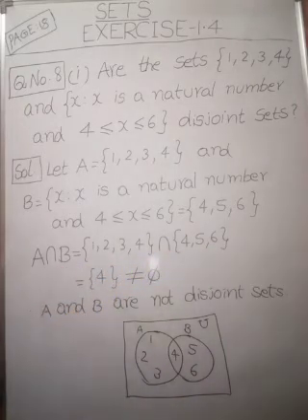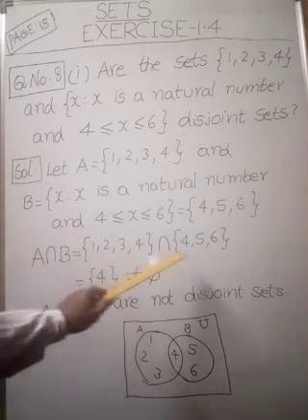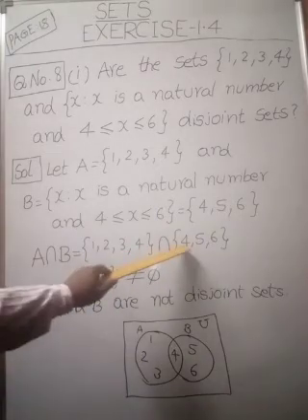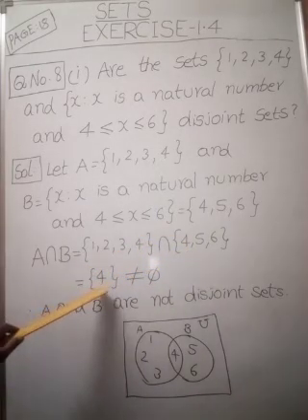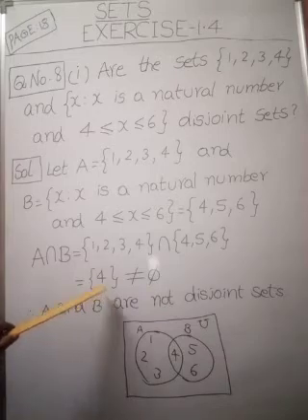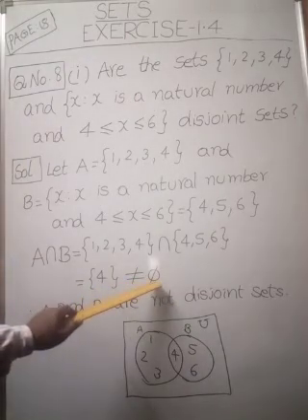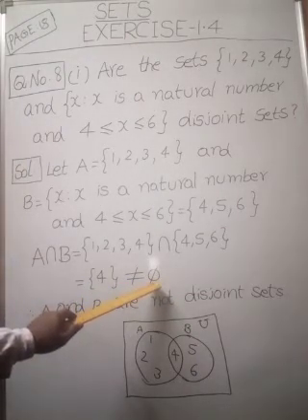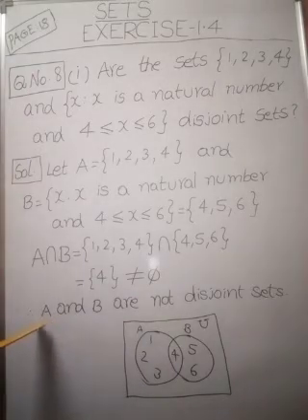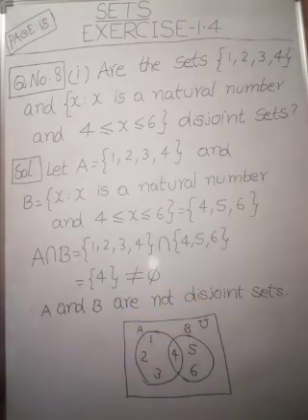What is meant by intersection of two sets? We have to write all the elements which are common to both sets. So, what are the elements common to both sets? Only 4. 4 is the only element which is common to both sets. So one element is there in this set, so it is not an empty set. Understood this point, my dear children? Right. So we can say that this pair A and B are not disjoint sets.